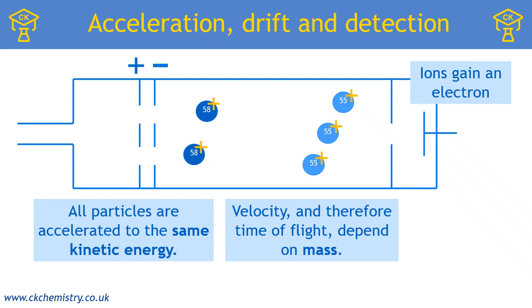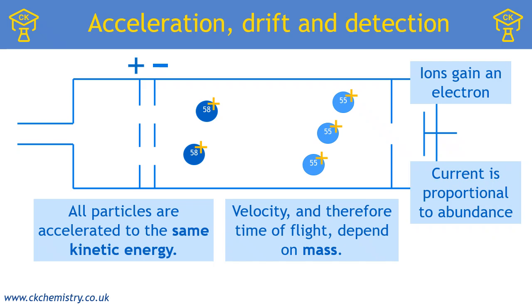How do we detect them? Well, they are ions. They're going to hit a metal plate. They're going to gain an electron from that metal, and this is going to cause electrons to move through it and generate a current. And the current is directly proportional to how many ions are hitting it at that time. That's a really important exam point that is often asked in questions.